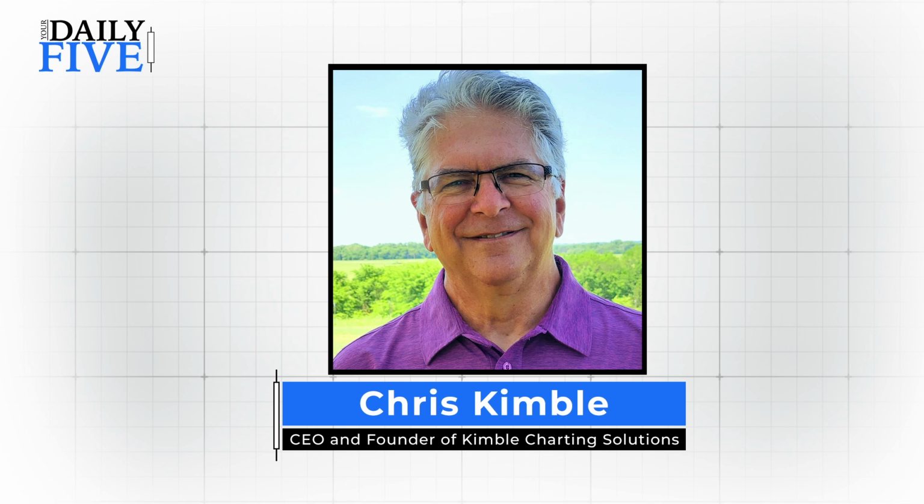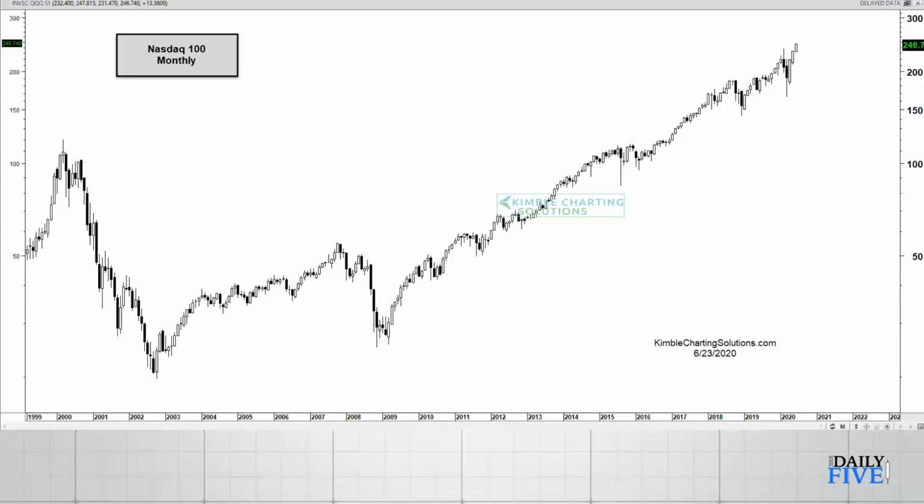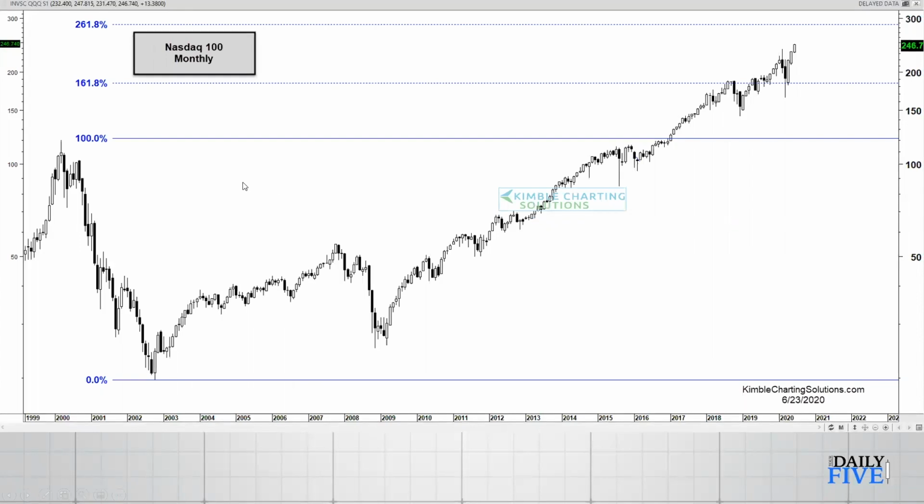We try to focus on long-term chart patterns, and so today this is one of our major themes: looking at several different assets and looking back several decades actually. This is a chart of the Nasdaq 100 on a monthly basis, or the Qs. And what we did is we applied Fibonacci to the dot-com highs, here in 2000, and the 2002 lows.